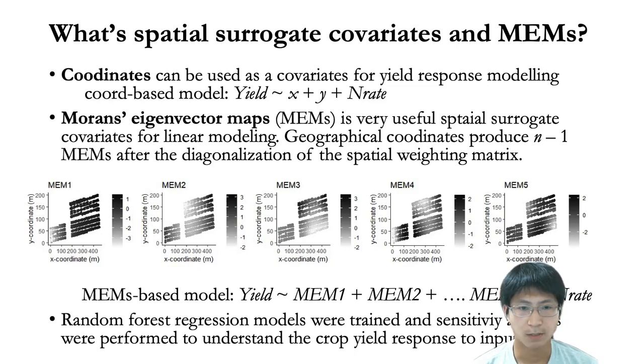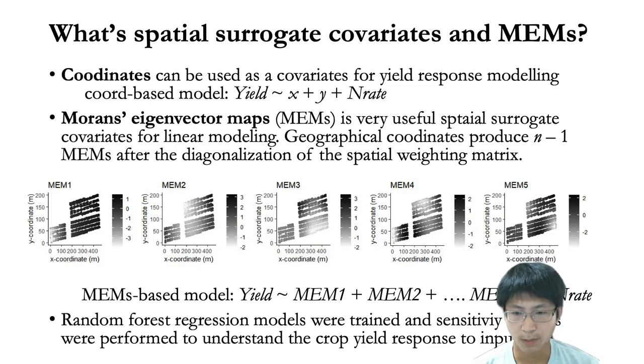And these MEMs can be obtained after the diagonalization of the spatial weighting matrix, which is also calculated from the geographical coordinates. So we have n-1 MEMs, and here I'm showing an example of MEMs 1 to 5, and there are actually many more MEMs. And this is a kind of mimic of the spatial variability of the soil properties.